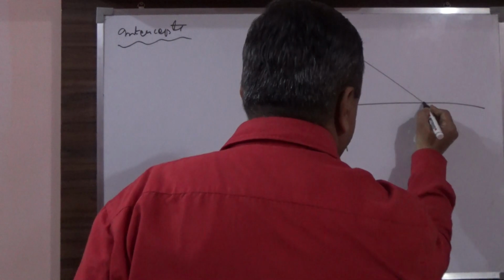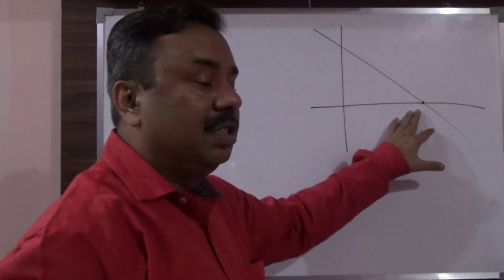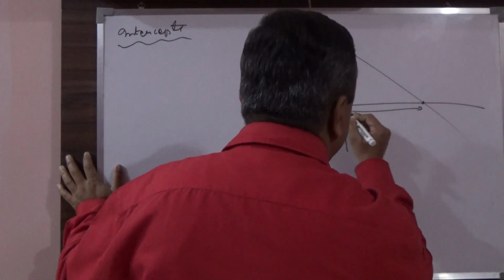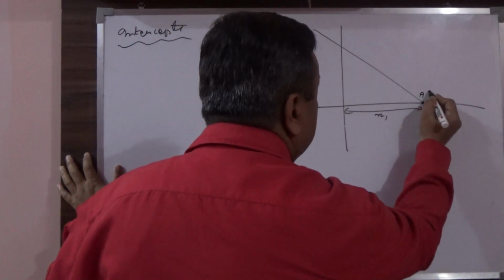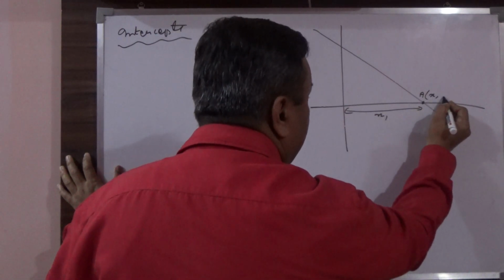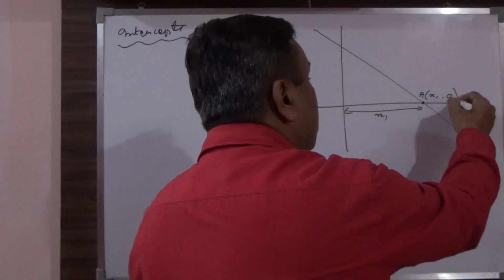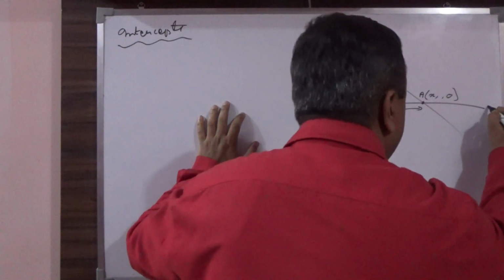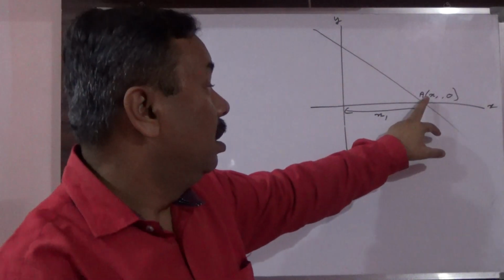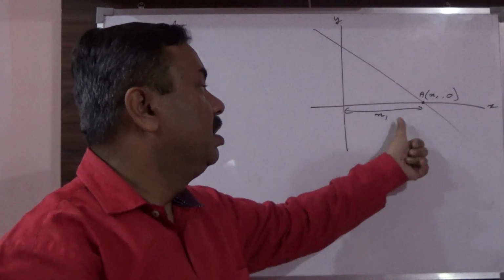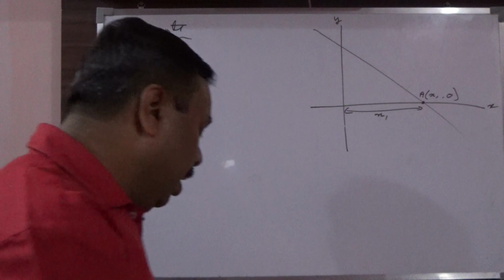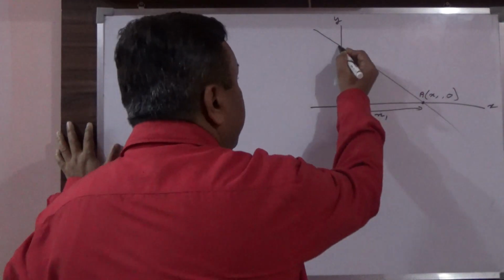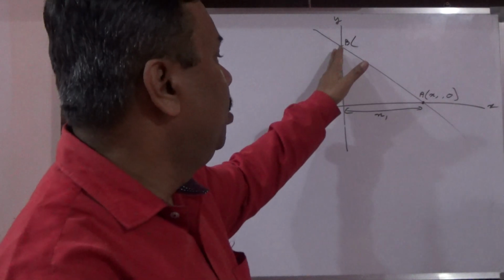At the point where it is touching the x-axis, what will be the coordinates? Suppose this distance is x1, then the coordinates of this point A, if I denote it, will be x1 and 0. So the distance of the point where it is cutting the x-axis from the origin is the x-intercept.